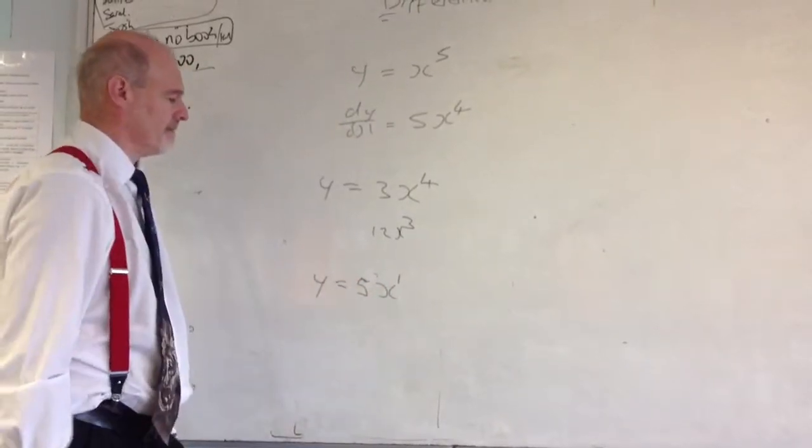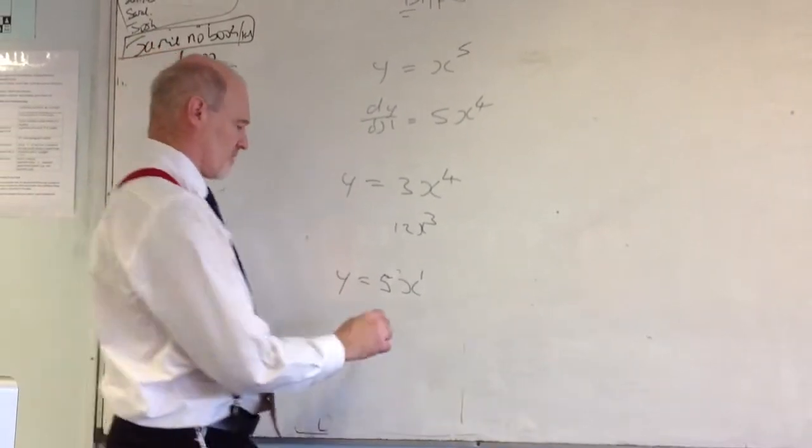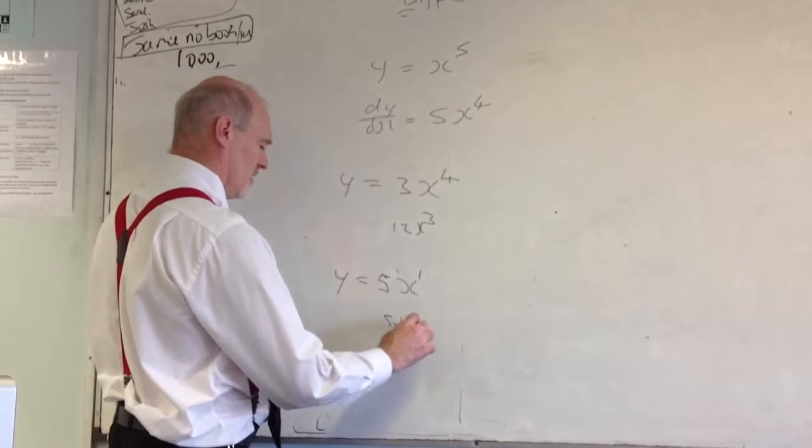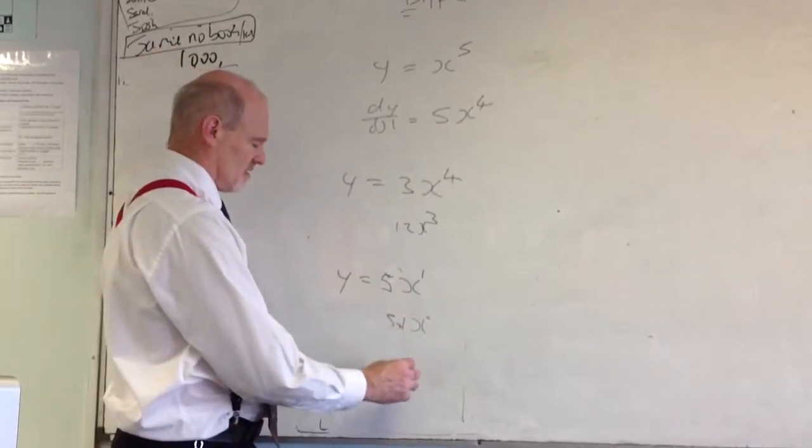Oh, that's interesting. 1. Because it would be 5x to the power of 0. So that's 1. Oh, but 5 times 1, 5. X will go to the power of 0, absolutely. So what would the answer be? 5. Absolutely.